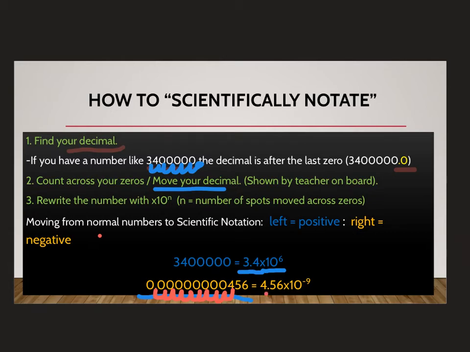So then they rewrite it as 4.56 times 10 to the, now they moved this to make it smaller. They moved it to the right, so they made it -9. And that's all you have to do in order to figure out how to do scientific notation.